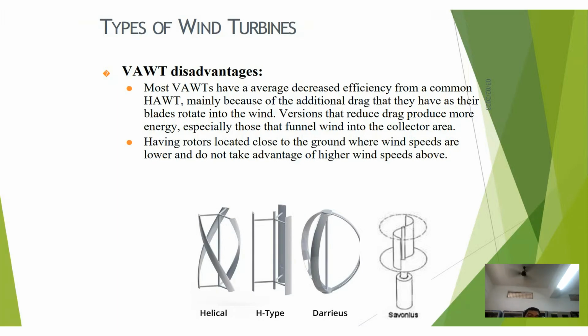Having rotors located close to the ground, where wind speeds are lower, means they do not take advantage of the higher wind speeds above. This is a disadvantage of vertical axis wind turbines.